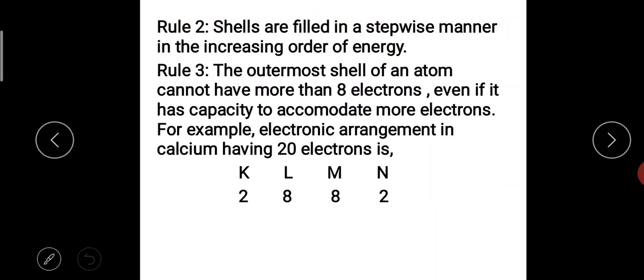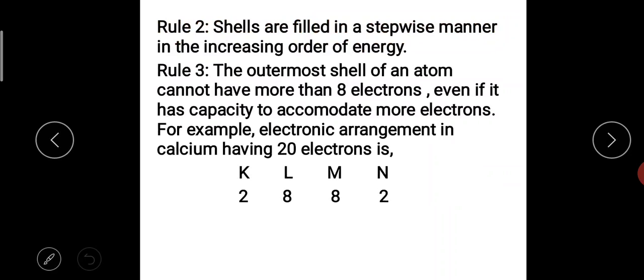Shells are filled in a stepwise manner in the increasing order of energy. So always you have to fill the electrons from the K shell first, because energy starts to increase from the K shell. The outermost shell of an atom cannot have more than 8 electrons. Is it clear? These three rules are very, very important because you are going to see the geometric representation also. Even if it has the capacity to accommodate more electrons, you cannot do that. It should not exceed 8 electrons in the outermost shell.